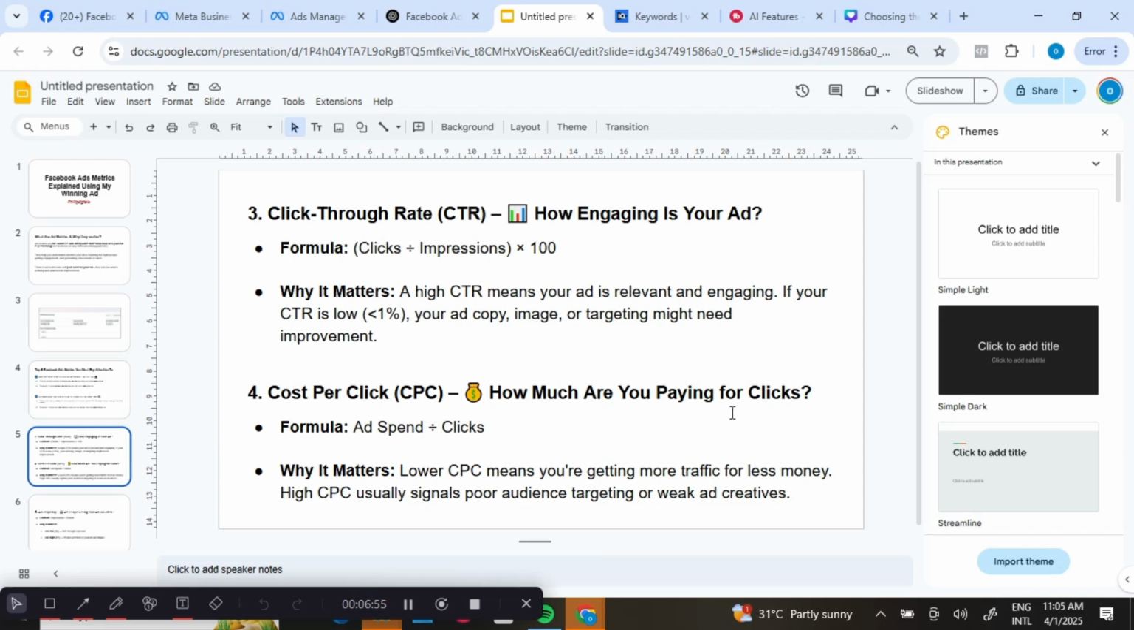Then the fourth one is cost per click. How much are you paying for clicks? The formula is ad spend divided by clicks. Why does it matter? Lower cost per click means you are getting more traffic for less money, while high cost per click usually signals poor audience targeting or weak ad creatives. So if you are seeing that your CPC is high, that will point your attention to the fact that you need to work on your targeting or your creative.